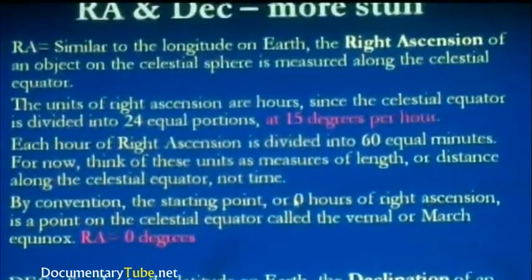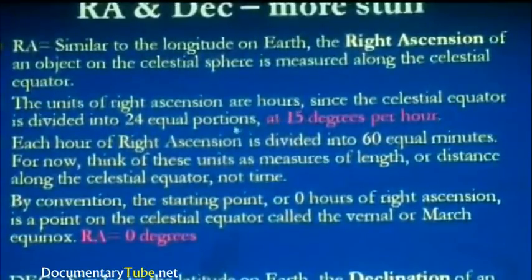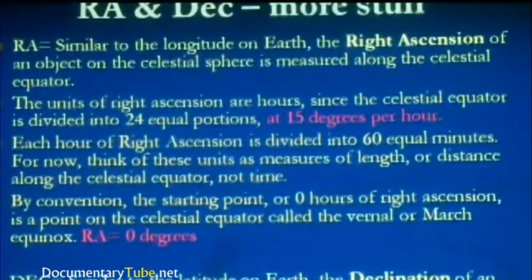The units of right ascension are hours, since the celestial equator is divided into 24 equal portions at 15 degrees per hour. So if you were to take out your protractor and measure an hour out, that would translate into 15 degrees of angle. Any questions so far on that? Have I lost everybody? Okay, we'll keep going.